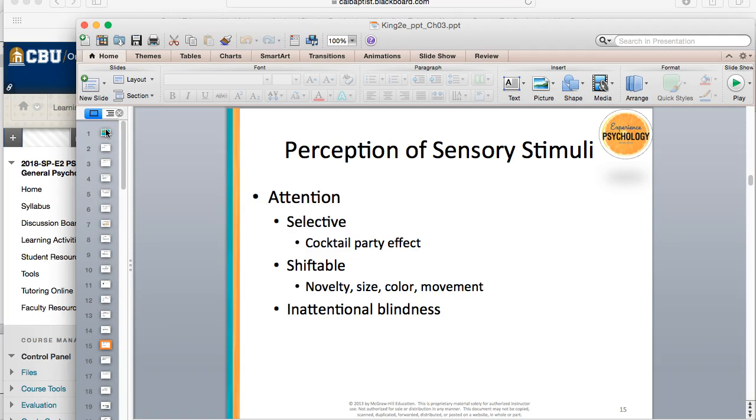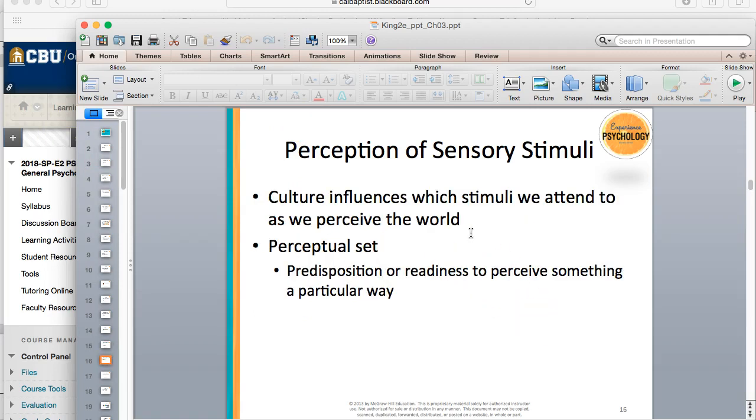Shiftable: novelty, size, color, and movement. This is more specific, focusing on different color, size, movement. So not necessarily selective in terms of looking at a broad range of different things. It's more on one specific thing. And inattentional blindness. Okay, so let's move on.